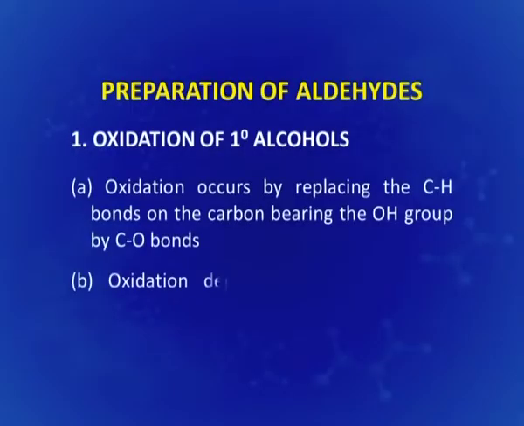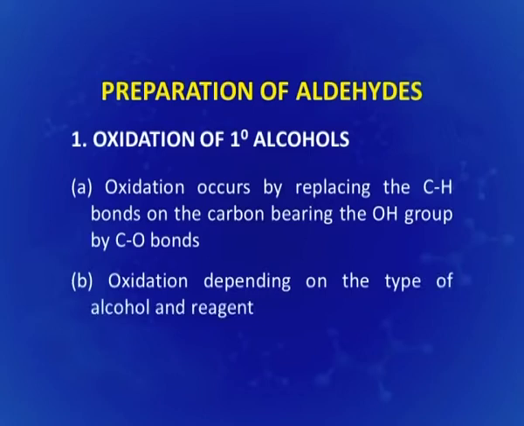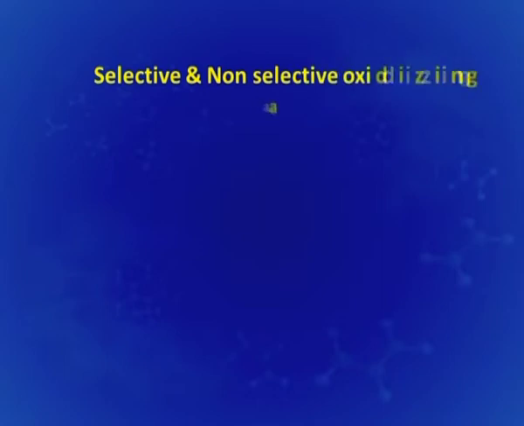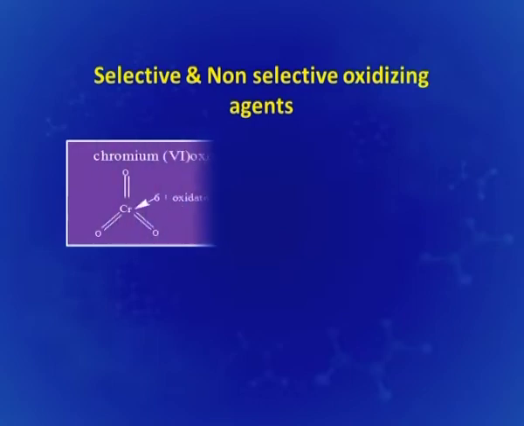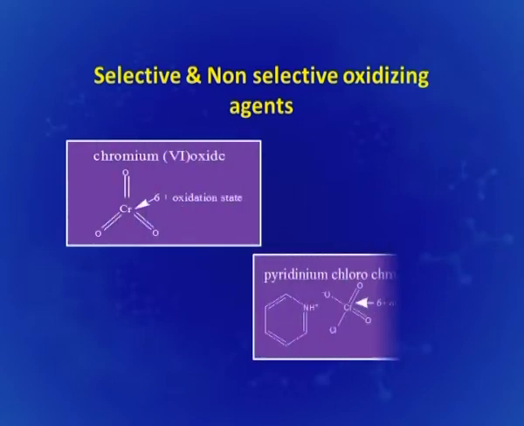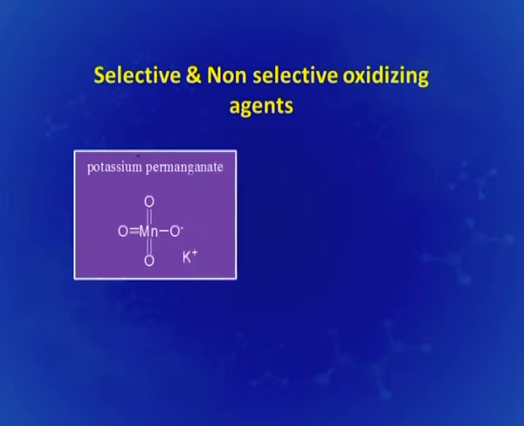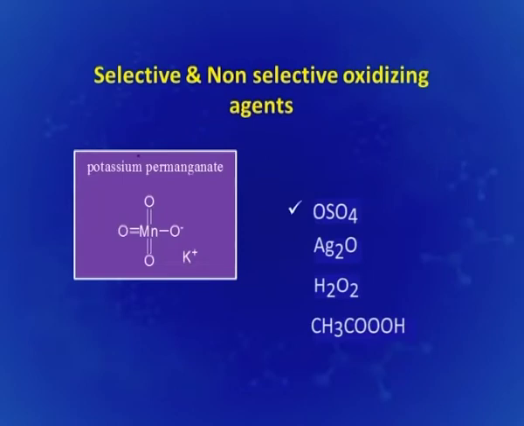That means the oxidation mainly depends upon the nature of the alcohol we are using as well as the nature of the reagent, whether it is a primary, secondary or tertiary alcohol, and what type of oxidizing reagent we are using. And these are some of the selective as well as non-selective oxidizing agents. The first one is chromium oxide, the second is pyridinium chlorochromate, and the third is potassium permanganate. I have also given these examples: osmium tetroxide, silver oxide, hydrogen peroxide, and peroxyacetic acids.